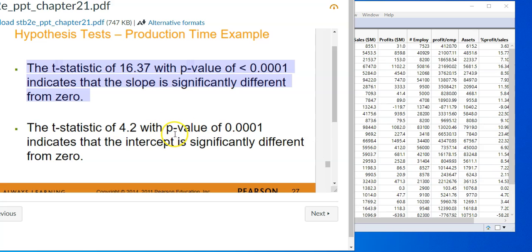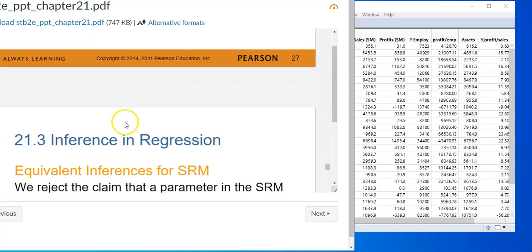Same thing with the intercept, right? So we can reject H0 for both. That means beta 0 and beta 1 are non-zero. They are actually some numbers.